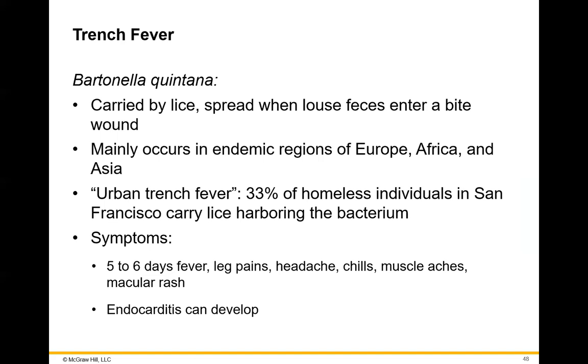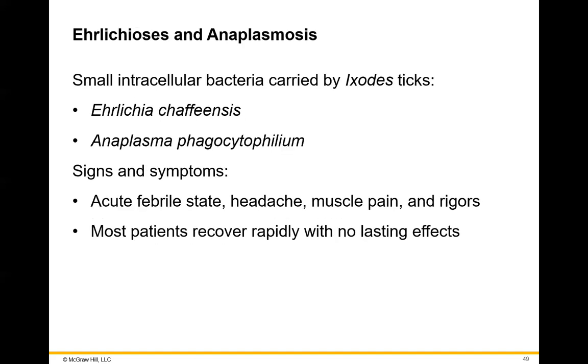Next, we have trench fever. This is also Bartonella, but this one is Bartonella quintana. This is lice-borne. It is very common in homeless populations, especially in San Francisco, where the homeless population is a huge problem. They spread the lice amongst one another, and therefore they spread the disease amongst one another. About 33% of homeless folks in San Francisco have this bacterial disease. You get sort of feeling-sick symptoms, and then you can develop endocarditis as a result as well.